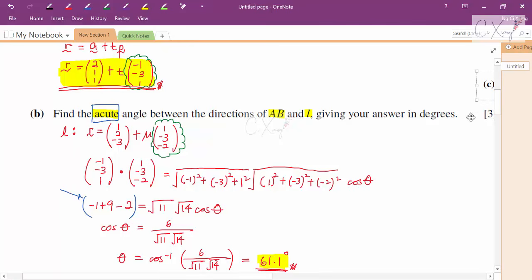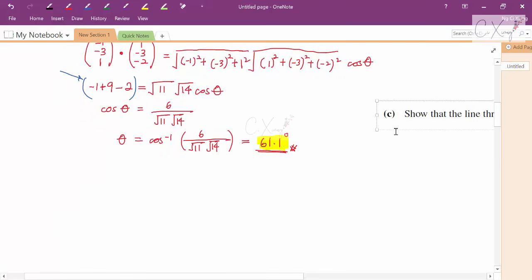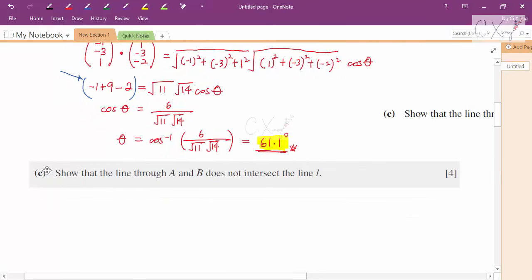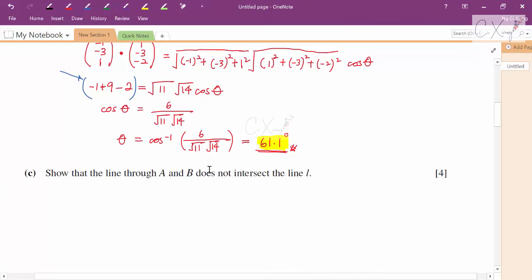Okay, then now we continue to part C. For part C, they want us to show that the line through AB does not intersect the line L. Okay, they want us to show that line AB does not intersect with the line L, and this is in 3 dimensions, right? Which also means that they want us to show that they are skew lines.